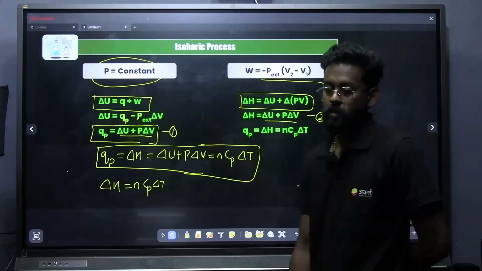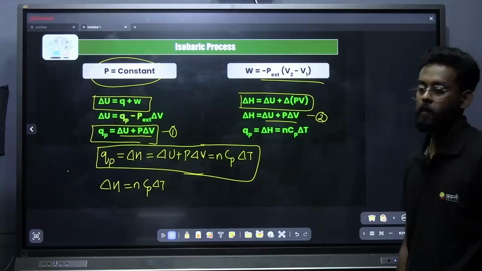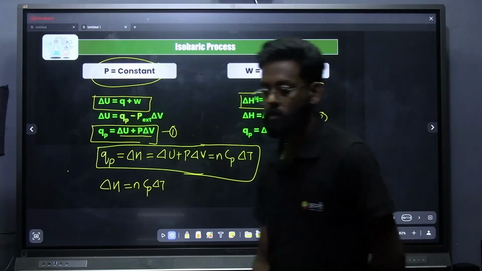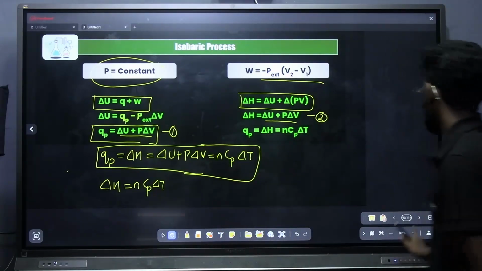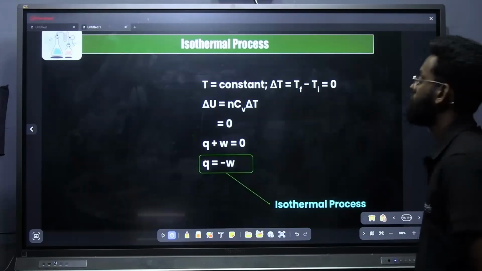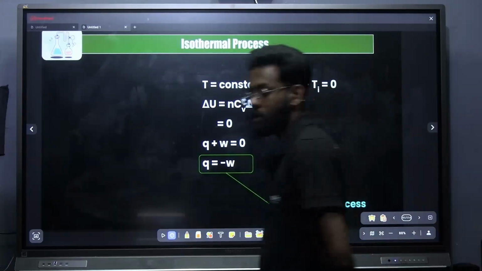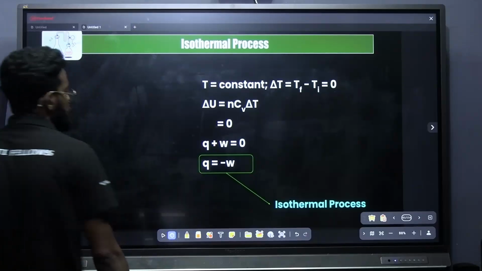Have you understood? Shall I move to another thermodynamic process? Yes. Now the next one is the isothermal process. For the isothermal process, there are some things you have to note down.